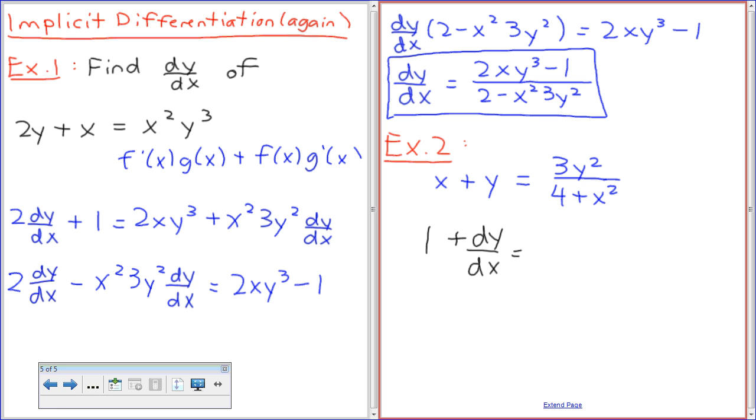So if you remember how the quotient rule works, it's the derivative of the numerator times the denominator. So what's the derivative of 3y squared? 6y and then dy by dx here. Lovely. Okay, good. Keep going. Minus 2x and 3y squared. Good. That's over 4 plus x squared.